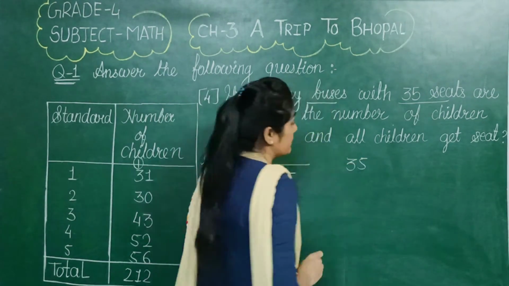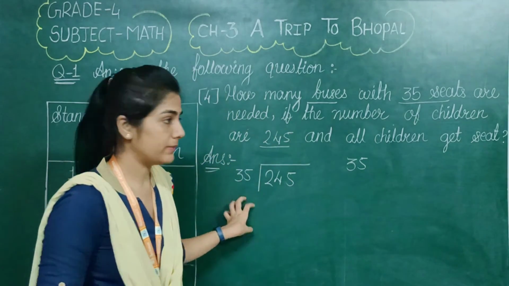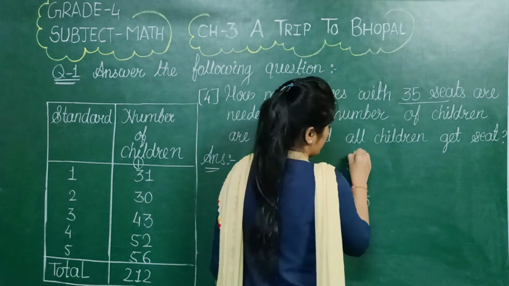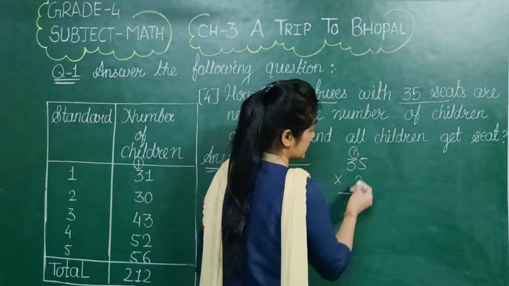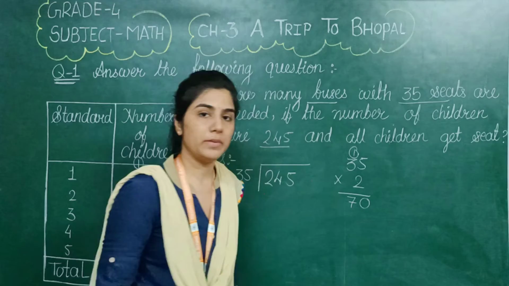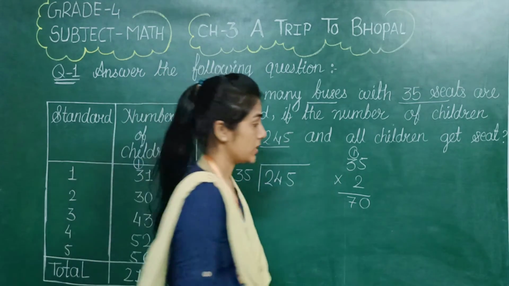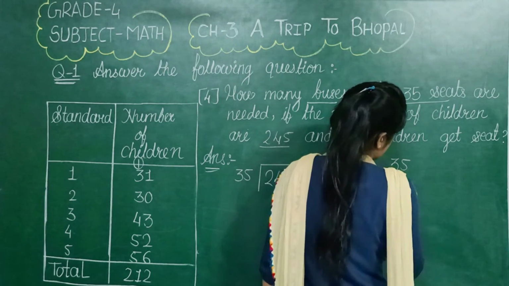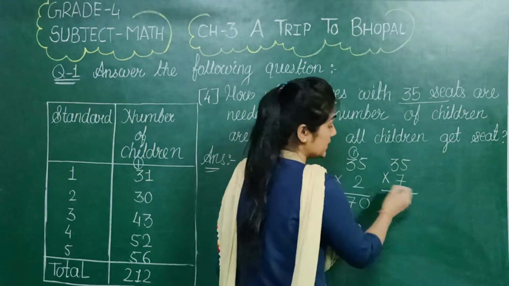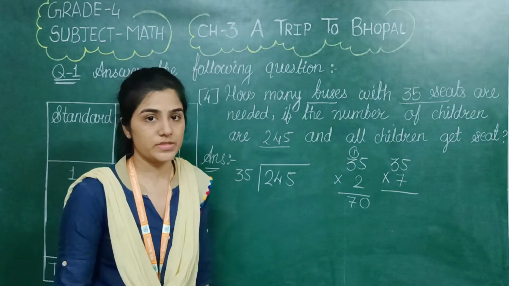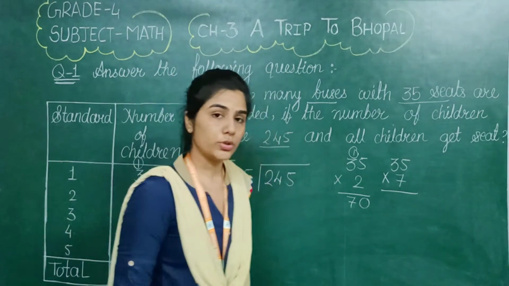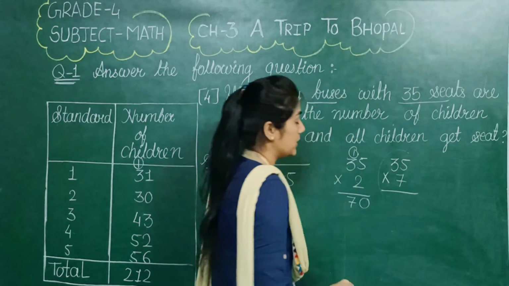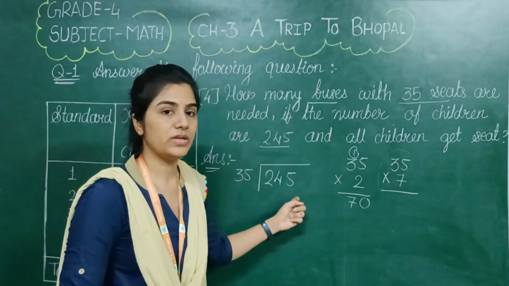So whenever you make the 35 table, you can do it like this: 5 twos are 10, 1 carry, 3 twos are 6 plus 1 is 7. Likewise, you can make the table by doing the multiplication. Whenever we multiply with this 7, it is not possible till this 6, and you can cross check by yourself, but 35 sevens is 245.